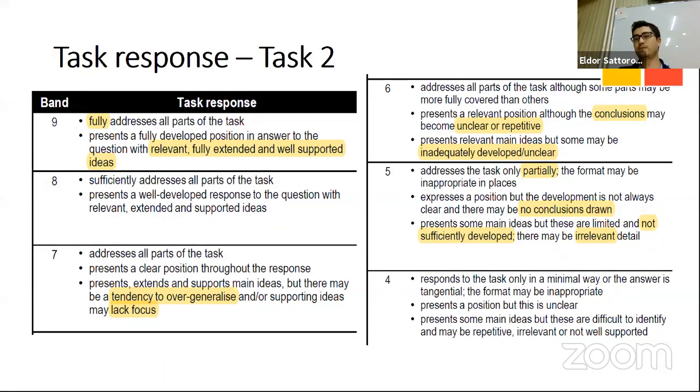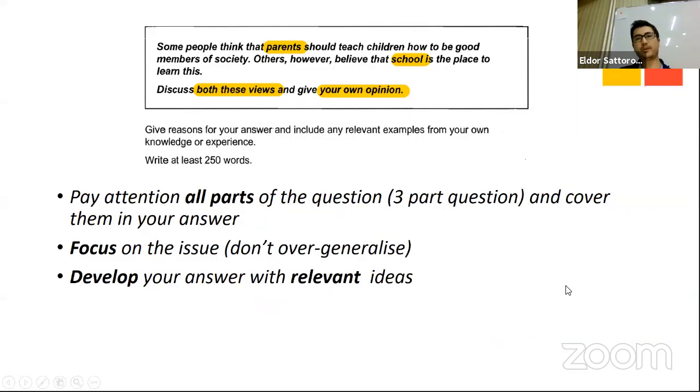Always refer back to the question whenever you start a new paragraph, or if you want to check whether you are on topic or going off topic, and so on. Okay, let's have a look at an example here. The typical example, a typical IELTS writing task question.